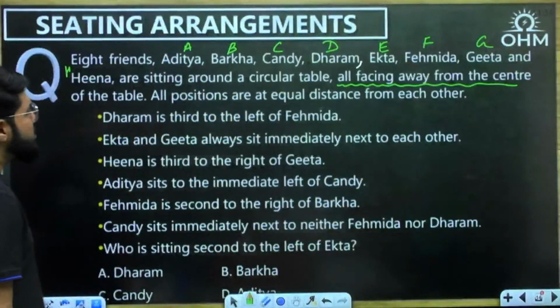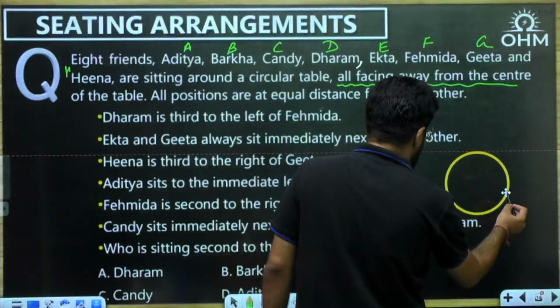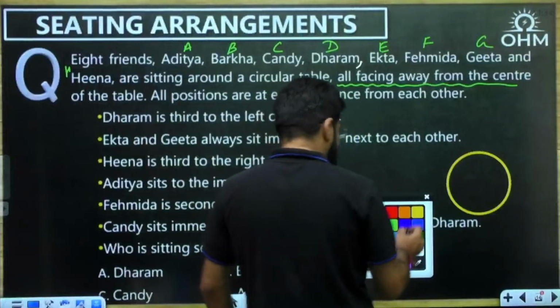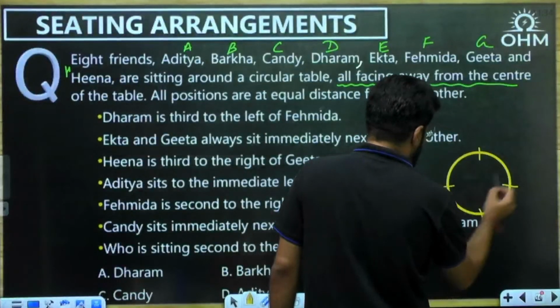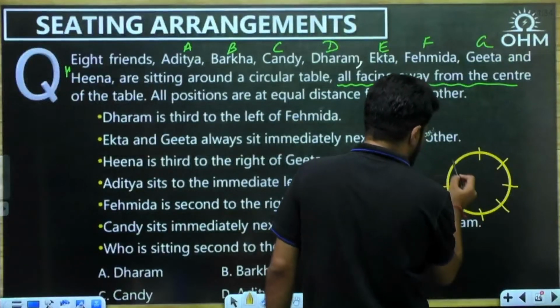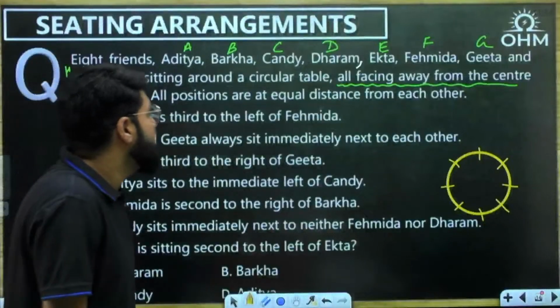Dharam is third to the left of Fahimda. Let me try to draw it here in a small space so that I can read and place the persons. So 8 positions: first 1, 2, 3, 4, and in between them 1, 2, 3, 4. There is a 45-degree difference between each of them.